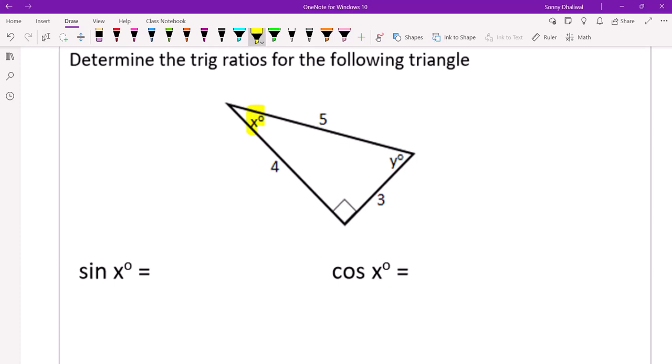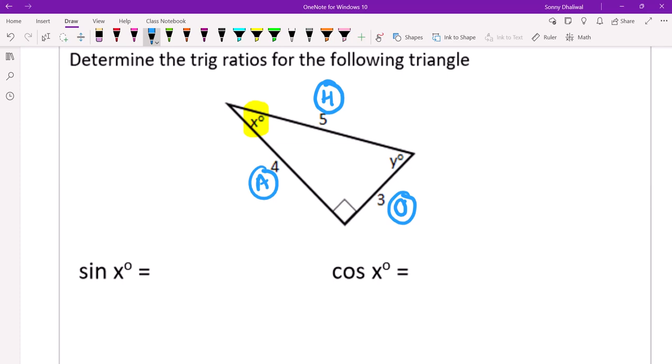Okay, let's do angle X first. According to angle X, we start off with our hypotenuse. What side is our hypotenuse? 3, 4, or 5? 5, the longest side across from the 90 degrees, so that gets an H. Now, we've got a 4 and a 3 left. Which side's your adjacent, the 4 or the 3? Adjacent is the 4, next to the X. Across from the X is your opposite.